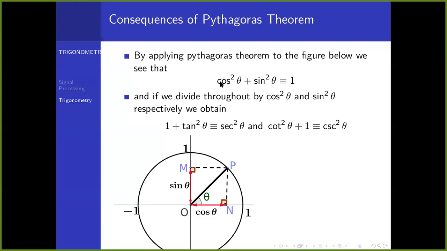Now we can create a few more identities as follows. If we divide throughout this identity by cosine squared theta, here we shall have 1. Here we'll have tan squared theta. And here we shall have 1 over cosine squared theta, which is secant squared theta. So that's another identity. Now, if we divide throughout by the sine squared, we get this other identity, the cotangent squared theta. After some rearrangement, this is what you'll get. The cotangent squared theta plus 1 will be identical to the cosecant squared of theta.